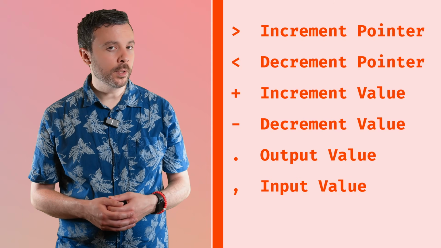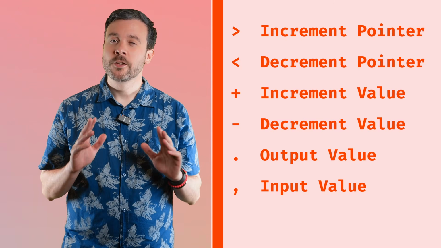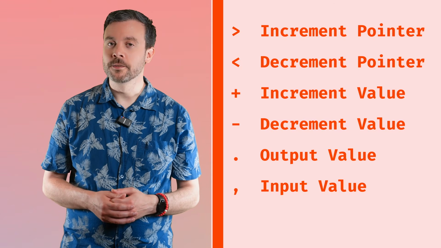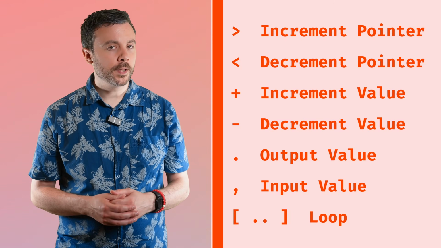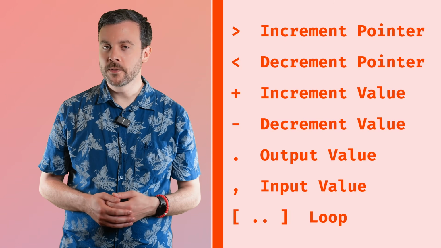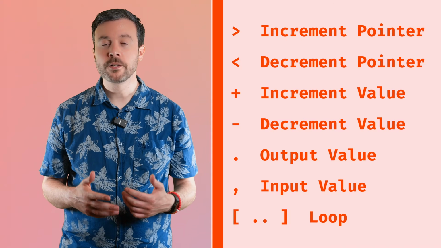Comma takes some input and stores it in the current position in memory, though we are going to ignore comma for this video. Square brackets loop the contained code. Each time the loop begins, the value at the current position is checked. If the value is 0, it skips the loop. That sounds easy enough, right?